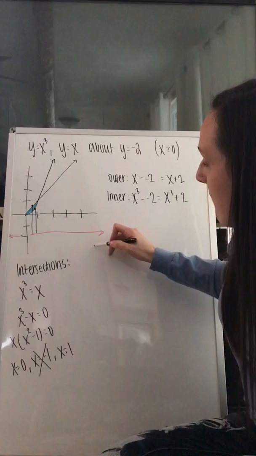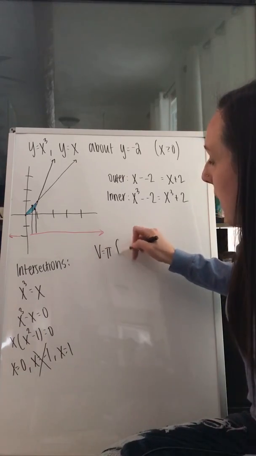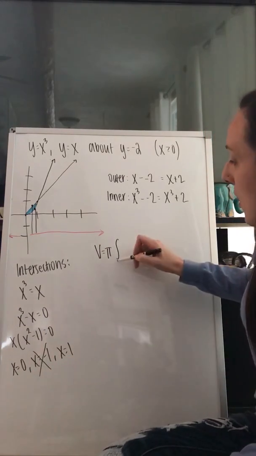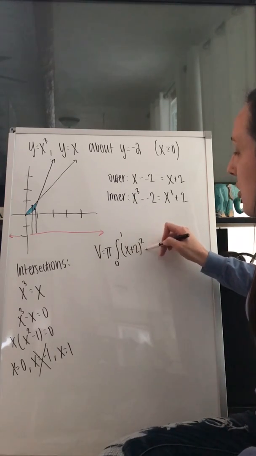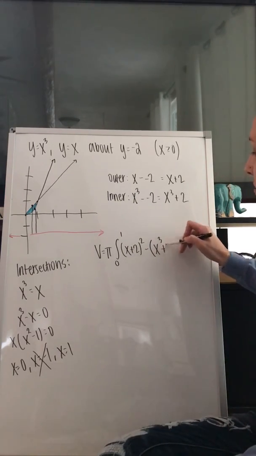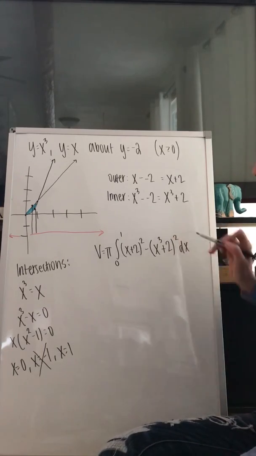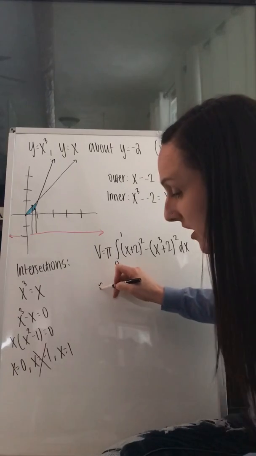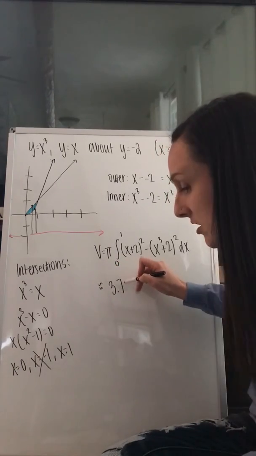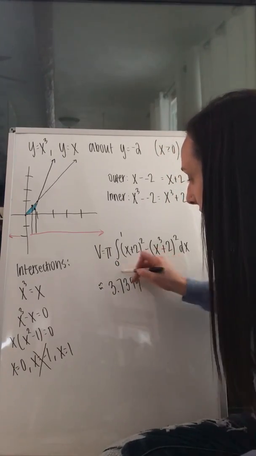So when I go to set up my volume, it is equal to pi times the integral from 0 to 1 of my outer, x plus 2 quantity squared, minus my inner, x cubed plus 2 quantity squared, dx. And when you evaluate that using your calculator, you should get a volume of approximately 3.7399.